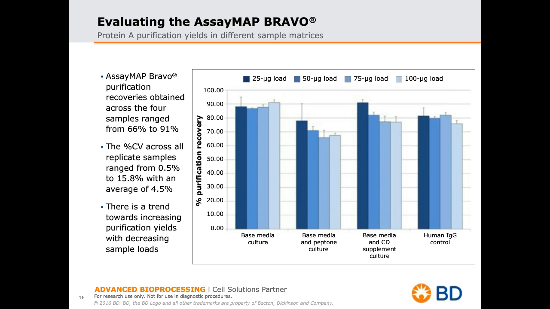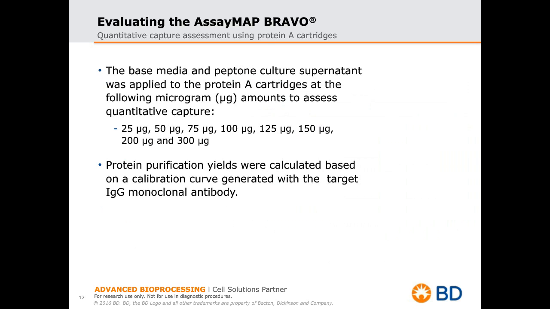We wanted to also assess the maximum binding capacity for the protein A cartridges. A quantitative capture or breakthrough experiment was designed where triplicate loadings of 125 micrograms, 150, 200, and 300 micrograms of IgG were performed. Protein quantitation, once again, was determined by referencing a linear standard curve prepared for the target IgG.